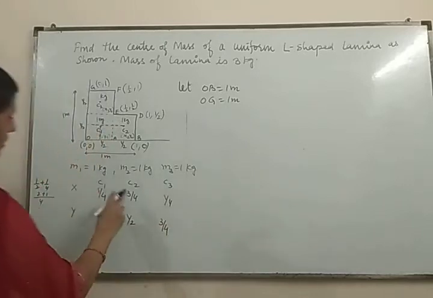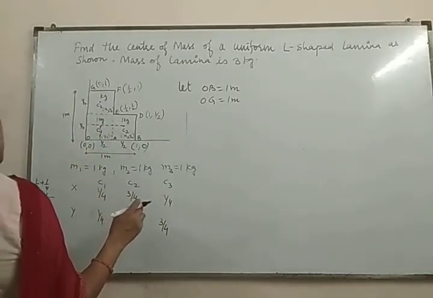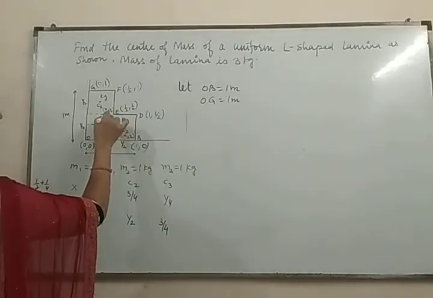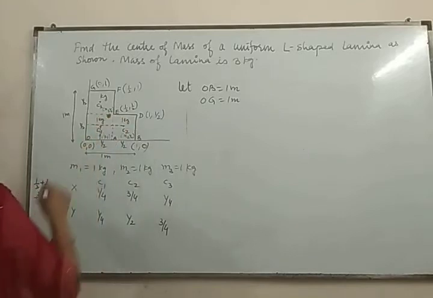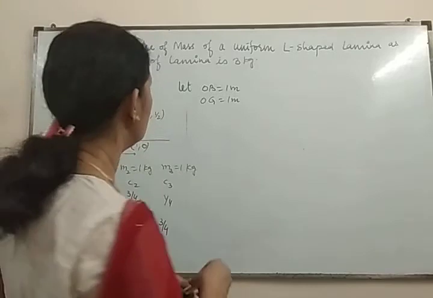Now you have the coordinates x1, y1, x2, y2, x3, y3. Find the center of mass. The center of mass may lie anywhere here in the body. So you put the formula for the x and y coordinates and calculate this.